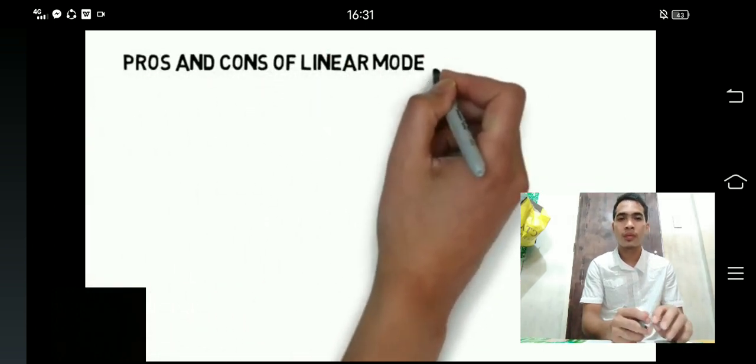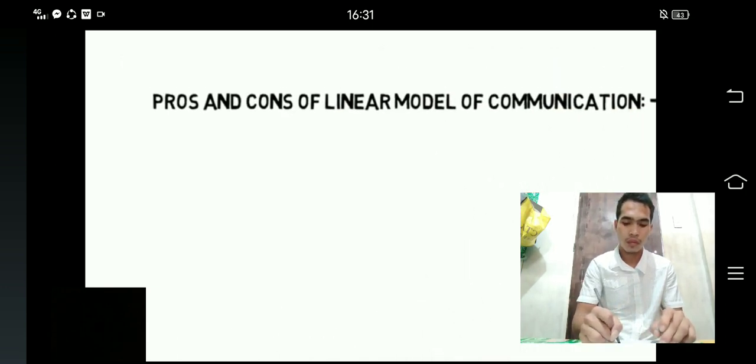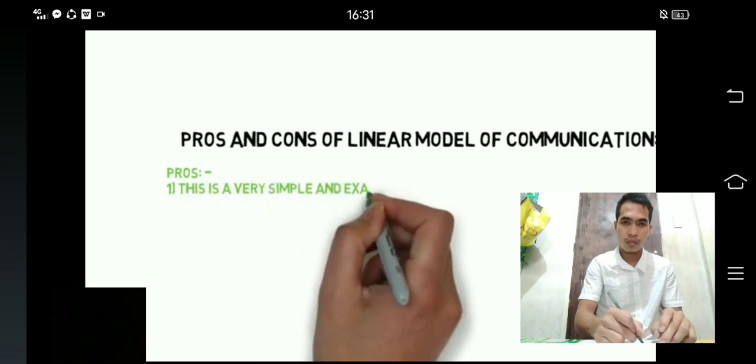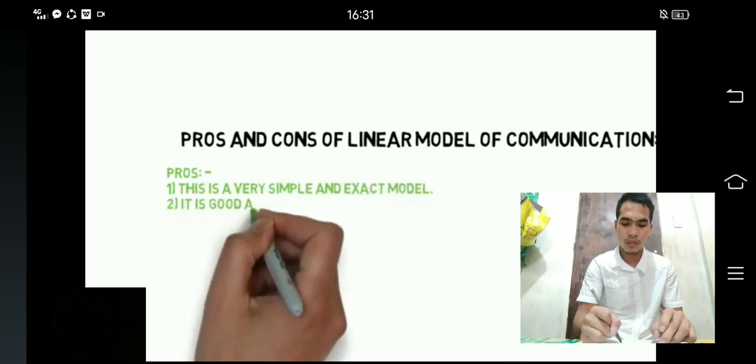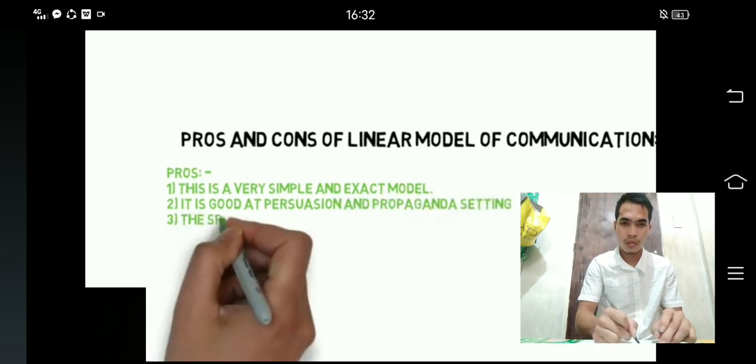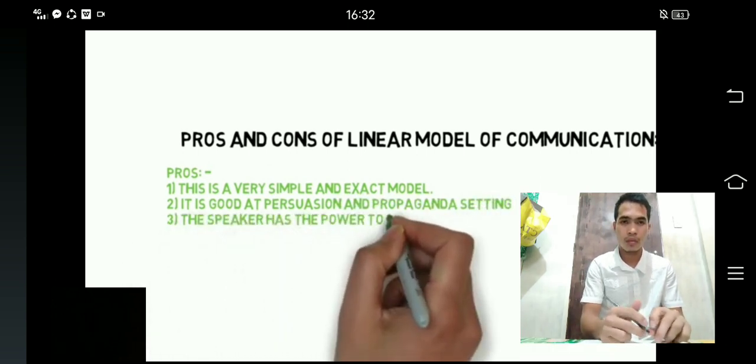Pros and cons of the linear model of communication. Pros: 1. This is a very simple and exact model. 2. It is good at persuasion and propaganda setting. 3. The speaker has the power to derive intentional results. Cons.